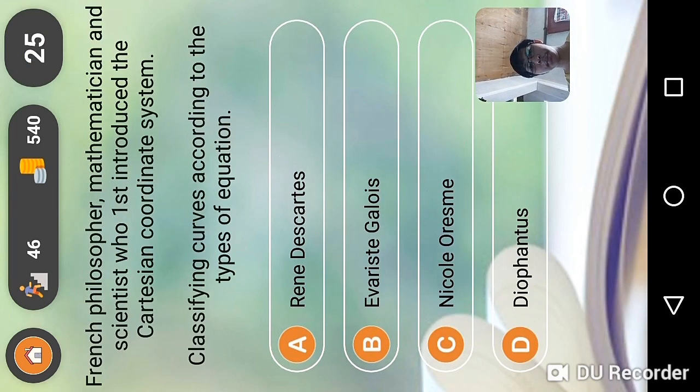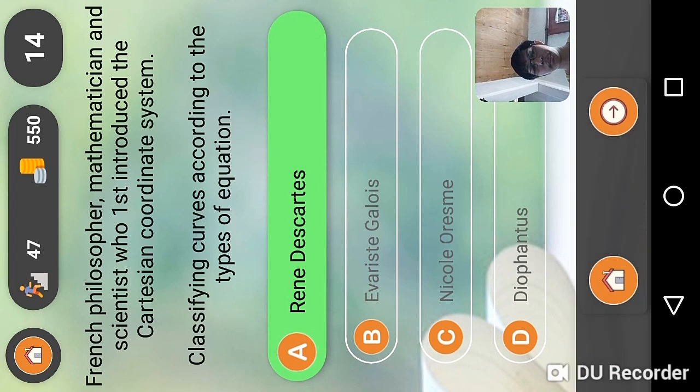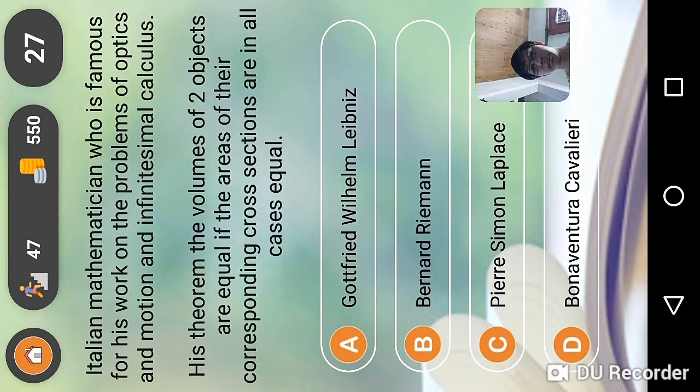French philosopher, mathematician, and scientist who first introduced the Cartesian coordinate system, classifying curves according to the types of equation. René Descartes. Italian mathematician who is famous for his work on the problems of optics and motion and infinitesimal calculus. His theorem, the volumes of two objects are equal if the areas of their corresponding cross-sections are in all cases equal. Kay Bonaventura.